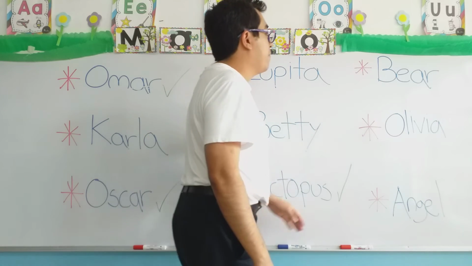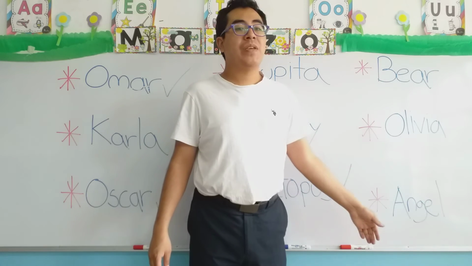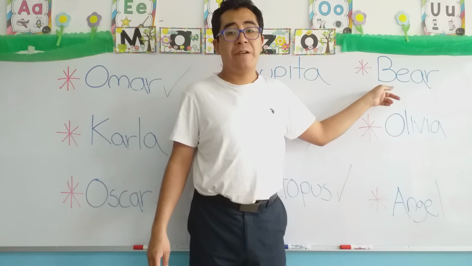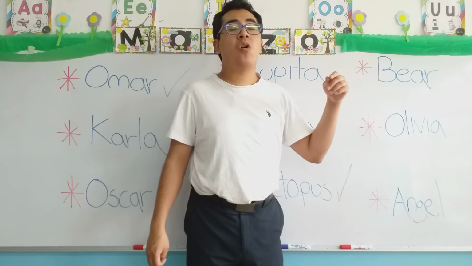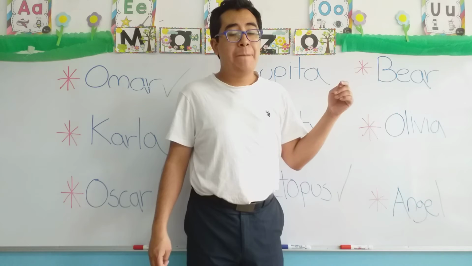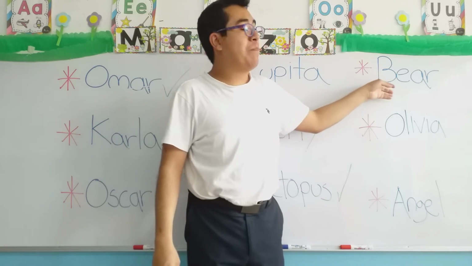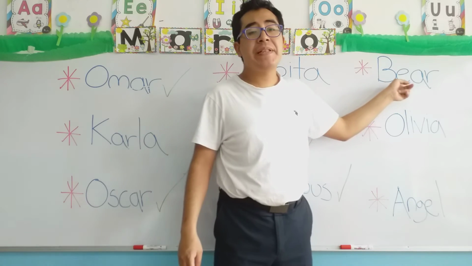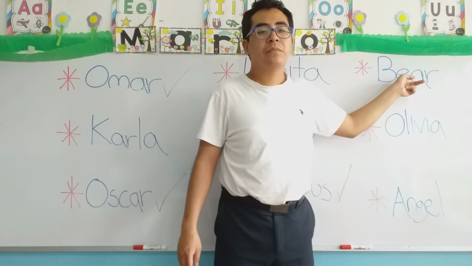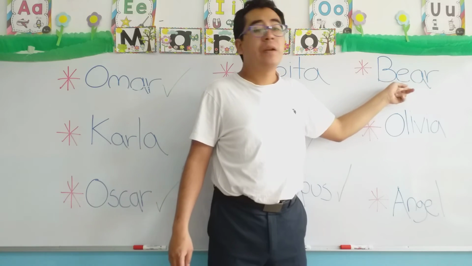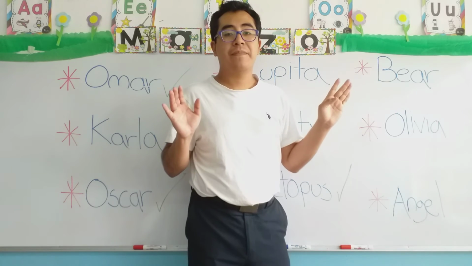Let's continue with the final row, with the final vertical row of names. And we have bear. Now, bear is an animal color brown, an animal of the jungle. Bear is a very big animal color brown. So, bear, does it have capital O? No capital O. So, we leave it like this.